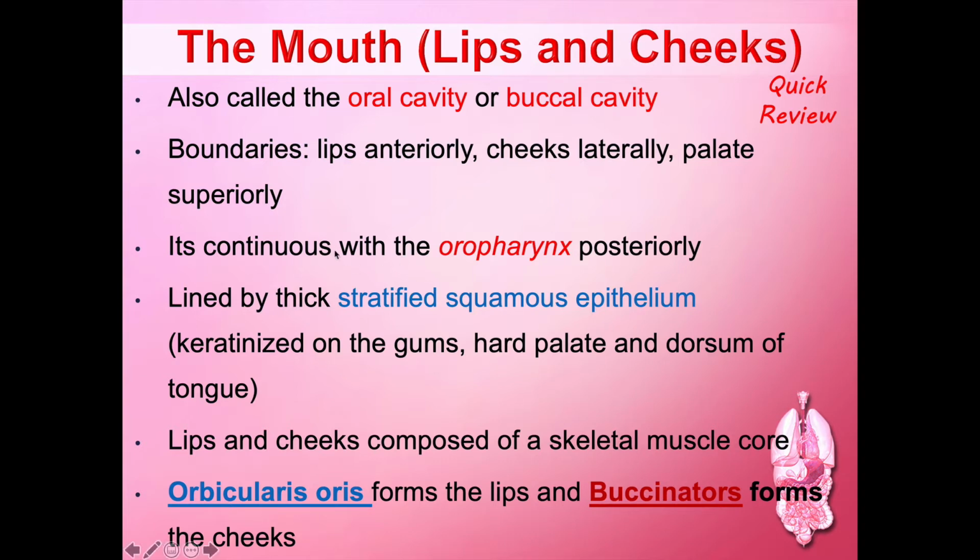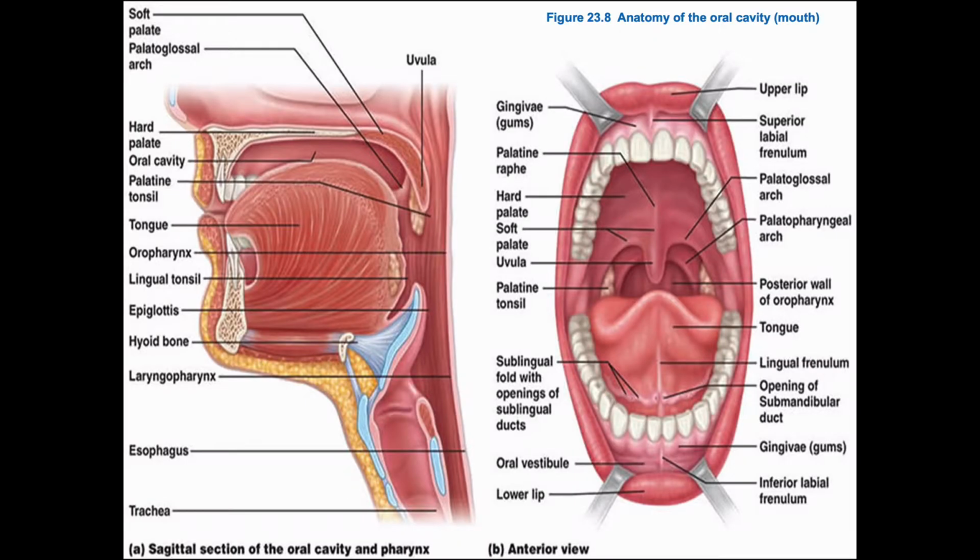Generally the whole mouth is made up of stratified squamous epithelium, that is multiple layers of squamous cells. This is keratinized on the gums, hard palate, and dorsum of the tongue. Lips and cheeks are composed of a skeletal muscle core. The orbicularis oris is a muscle present around the lips, and the buccinator forms the cheek. Generally the buccinator and masseter are called the muscles of mastication. They help for chewing.